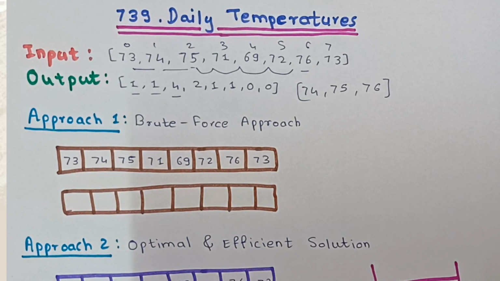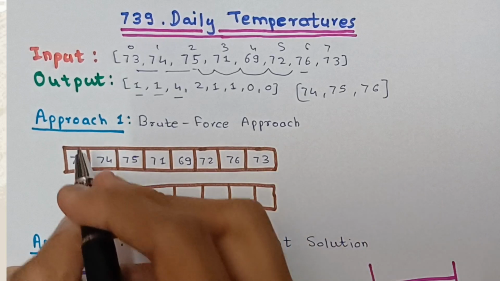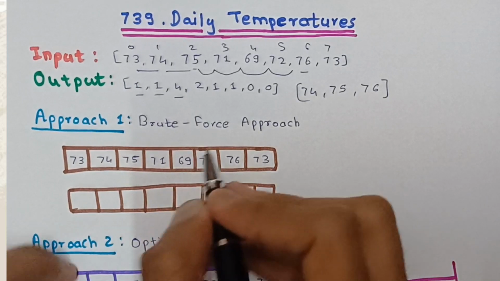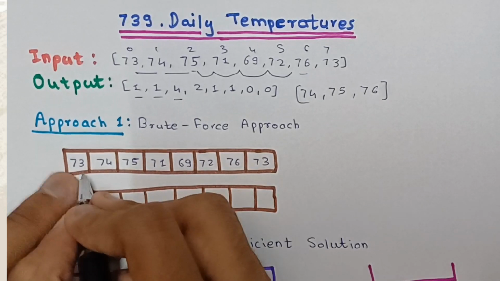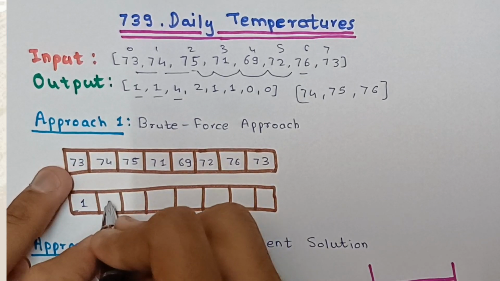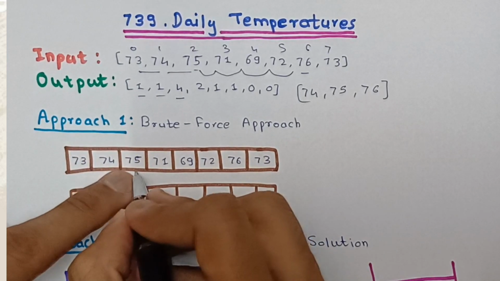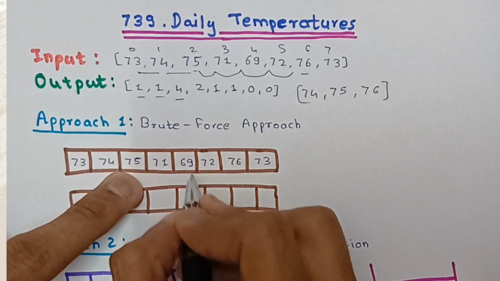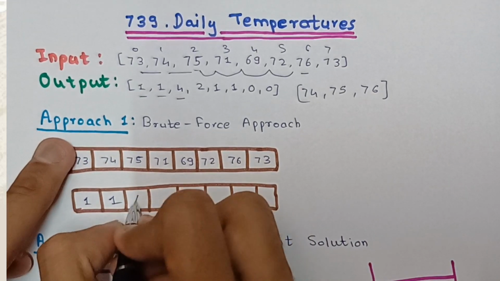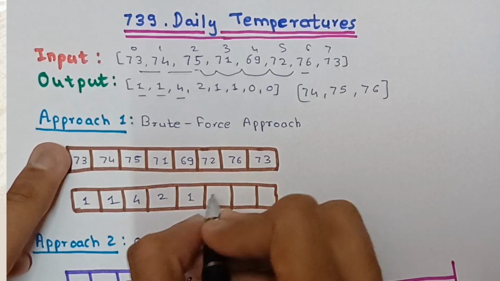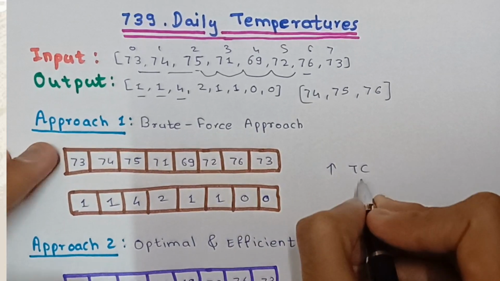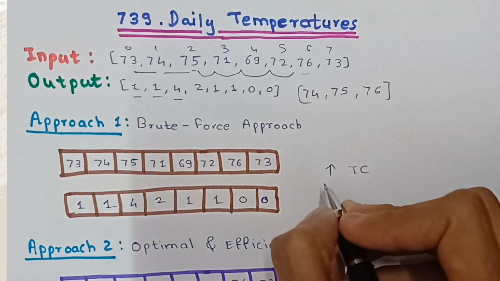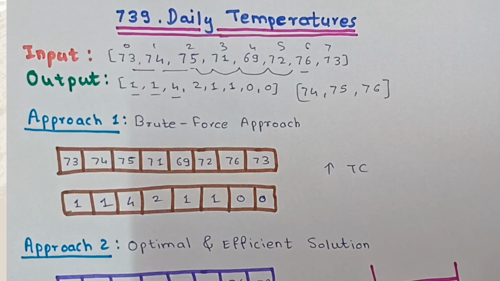Let's see approach 1, which is the brute force approach. In the brute force approach, we will traverse the array again and again. Here is 73, we find 74 is greater, so we put 1. Again we traverse: 75 is greater than 74 by one step, so we put 1. And for 75, we go ahead: this is not greater, this is not greater, this is not greater, and this is greater. We traverse the array again and again and then find the output. But it will increase our time complexity, because of traversing the array again and again. So this is not an efficient solution. Now we will see approach 2, which is the optimal and efficient solution.